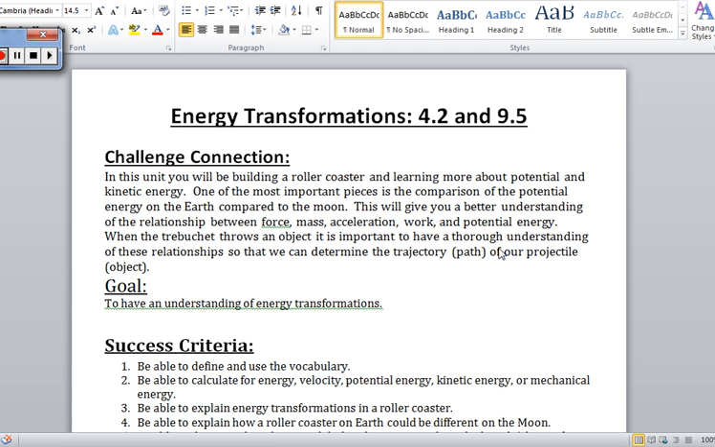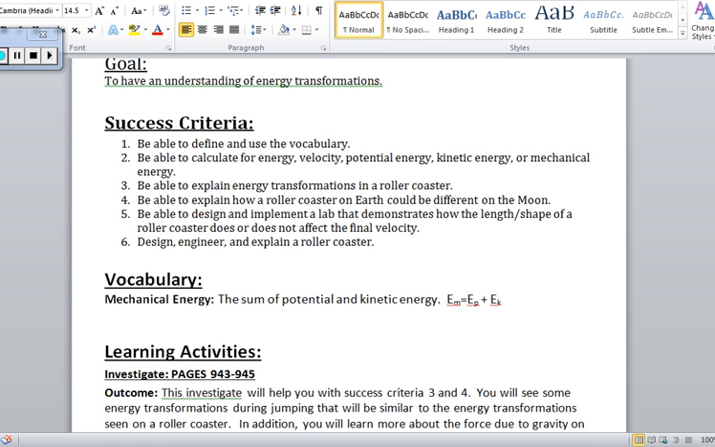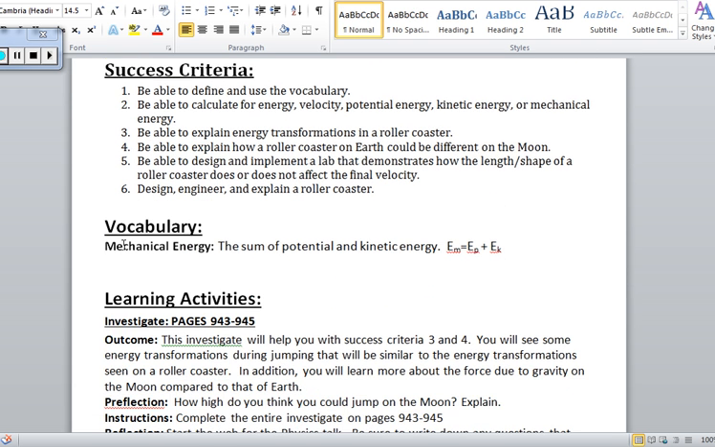What you'll notice with this unit is that it is a lot like the last unit where we were just studying potential and kinetic energy. And when you add them up, you get mechanical energy. The only thing new here is the vocabulary, and that's actually not all that new because we should already know what mechanical energy is. Mechanical energy is simply the sum of the potential and the kinetic energy.